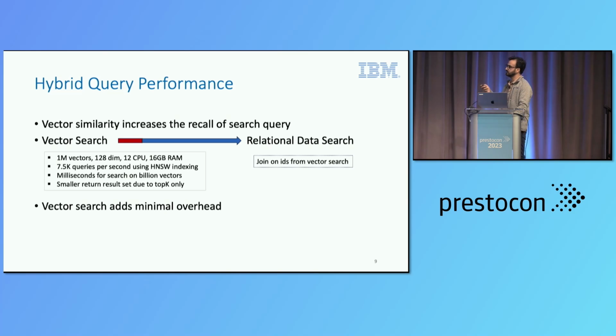Then the major part is done by the relational data search, in which you have to perform the join on the IDs. So it has to scan a lot of data. The major part of the time is taken by the relational data search. So overall, the vector search adds minimal overhead in this type of query.